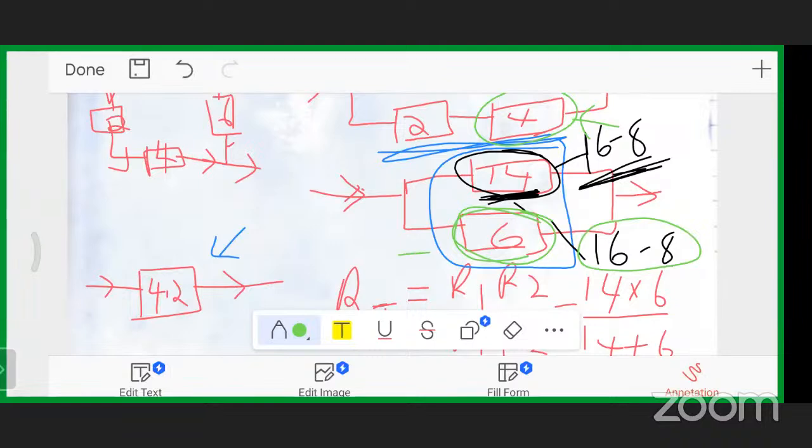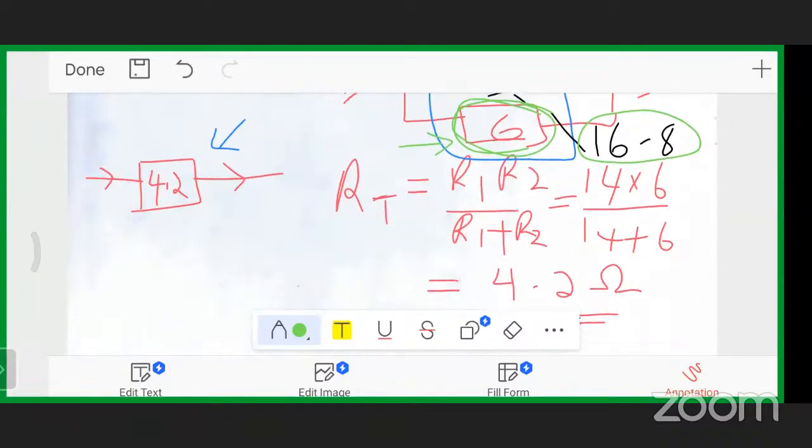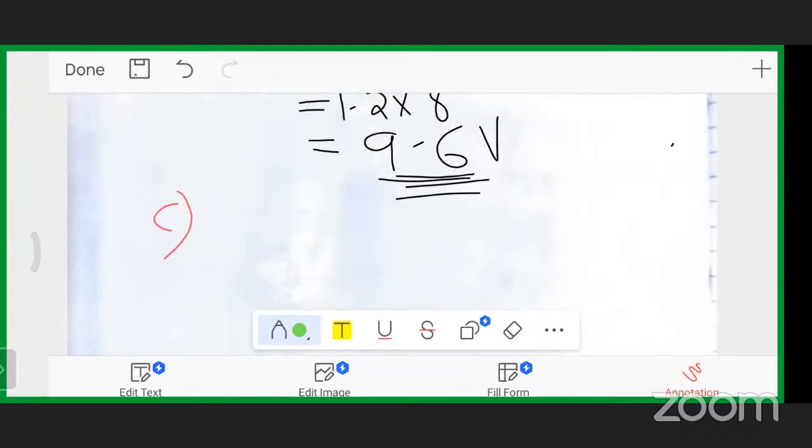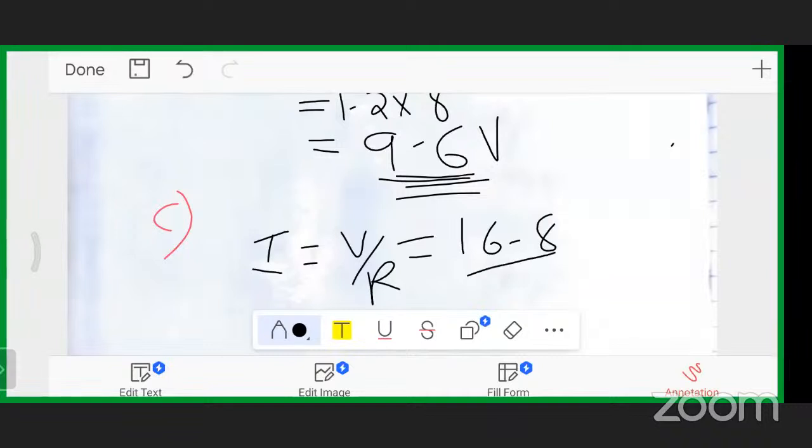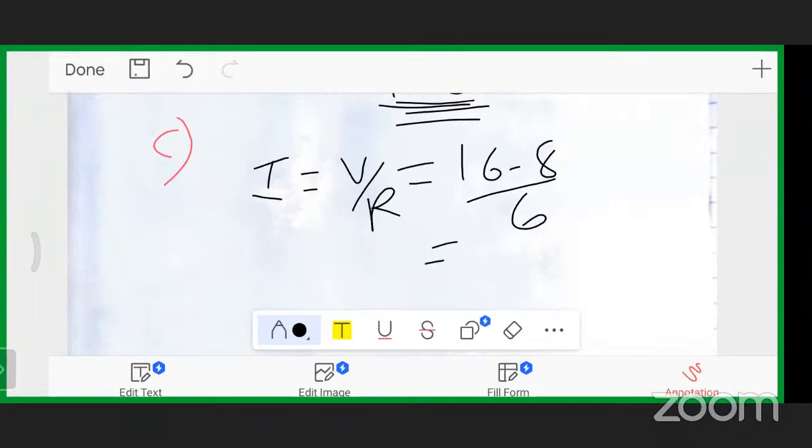So you can also find the current through this system, all of it. The current I will be V over R, where the voltage is 16.8, which we found up there, divided by the effective resistance where that 4 ohm resistor belongs. It is 6. And when you divide that, you'll get 2.8. Yeah? 2.8 amps.